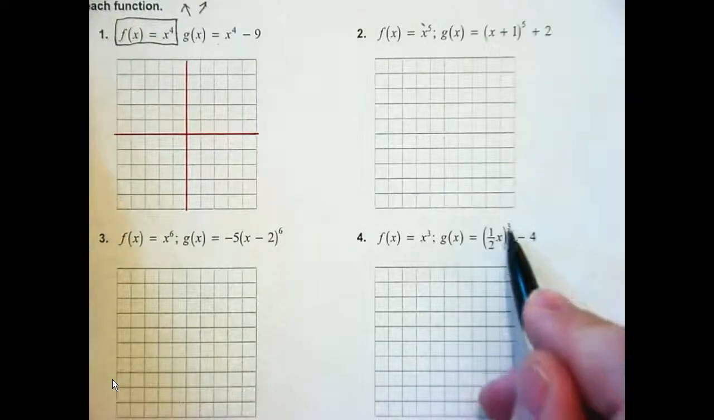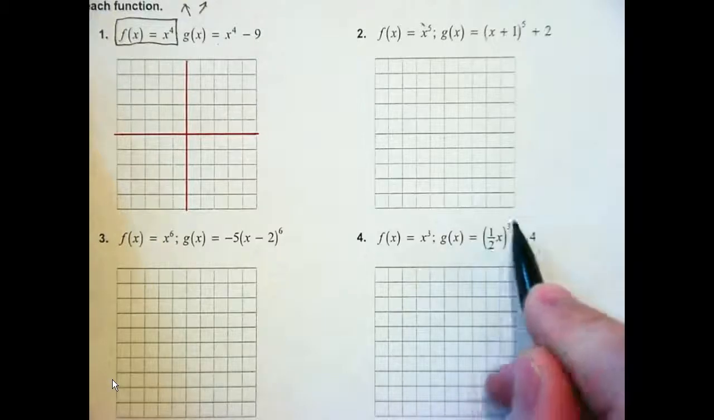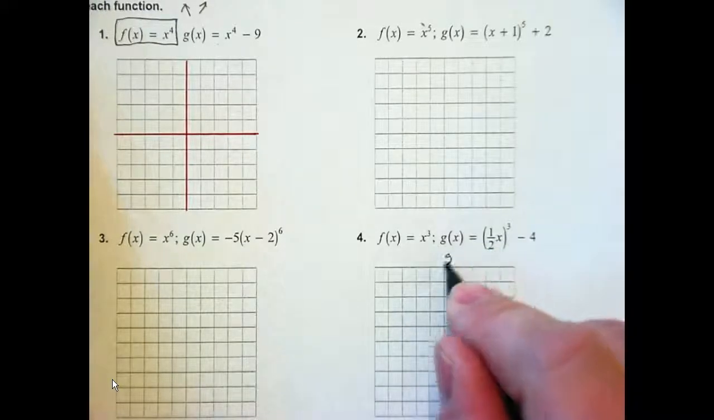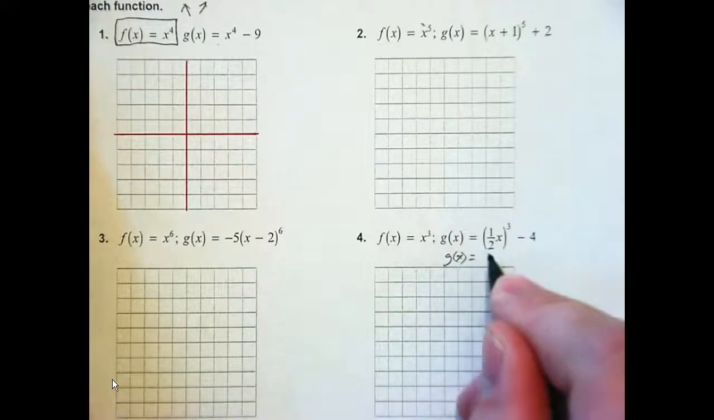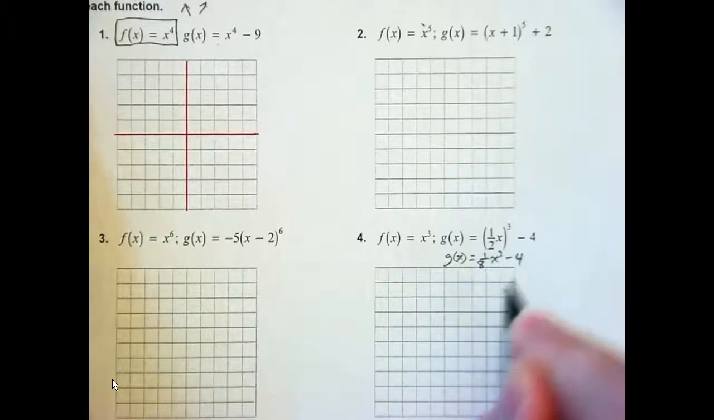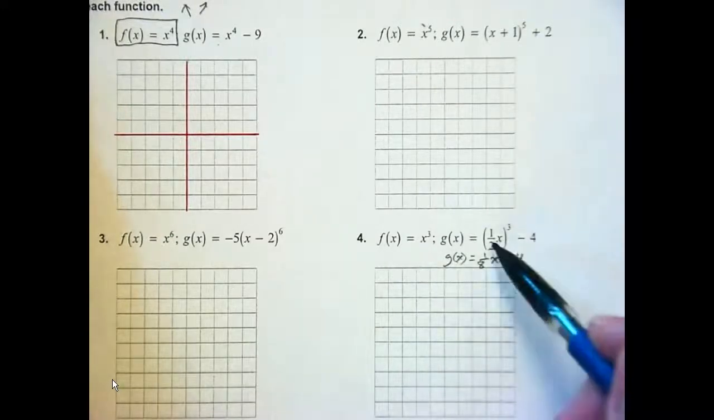Well, if I cube, right now this is a horizontal stretch of 2. If I cube that, that becomes 1/8. The other way to think of it is g of x equals 1/8 x to the 3rd. It is now a vertical shrink of 1/8. Horizontal stretch of 1/2 or of 2.